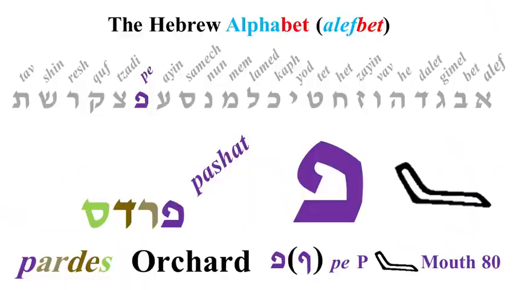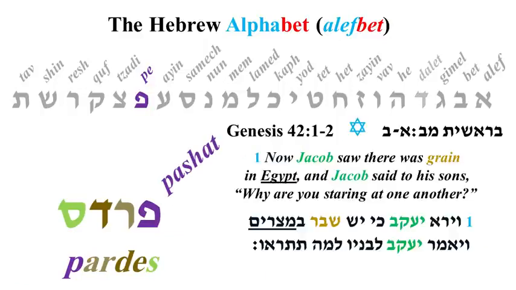So I thought I'd take a verse and let's show you the 4 levels. Let's start with the Peshat level. And for our scripture I've chosen Genesis 42 verses 1 and 2. Verse 1 says, now Jacob saw there was grain in Egypt, and Jacob said to his sons, why are you staring at one another? Okay, remember the brothers sold Joseph into slavery, and they took him to Egypt, and he interpreted Pharaoh's dream, became number 2 in all of Egypt.